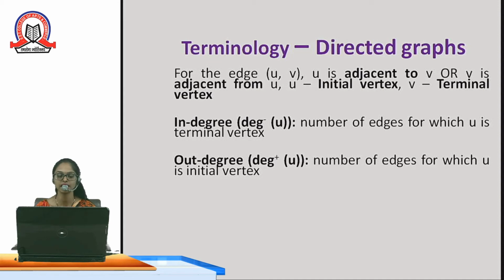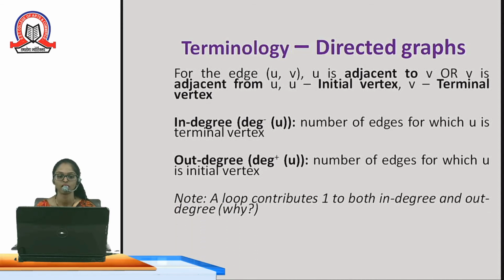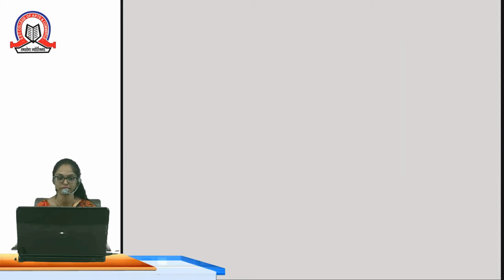In-degree is denoted as degree minus and out-degree is denoted as degree plus. Note, a loop contributes 1 to both the in-degree and out-degree of the vertex.